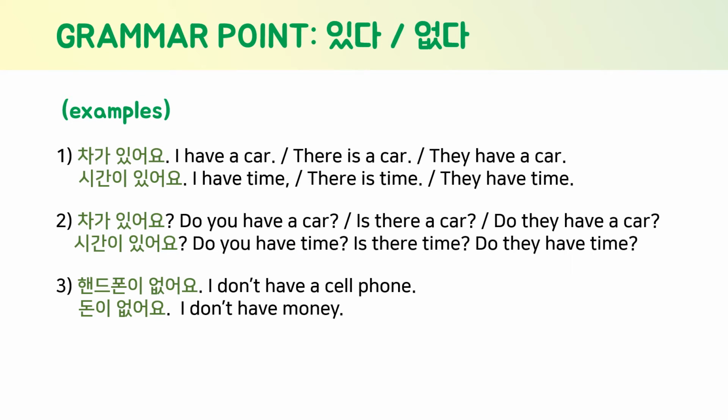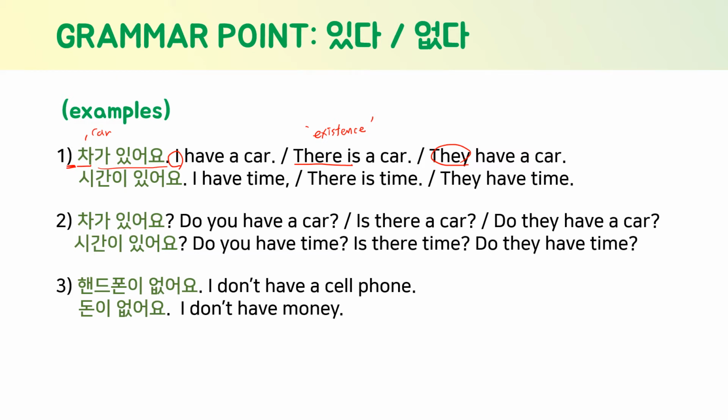So, for example, I have a car. As you can tell, there is no subject in the sentence. So it depends on the context. The subject can be I, the subject can be they, and also there is, which means existence. It shows existence as well. So 차가 있어요. 차 is a car. 차가 있어요. I have a car.